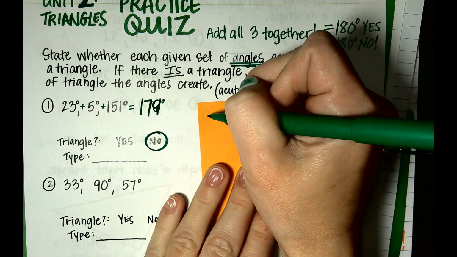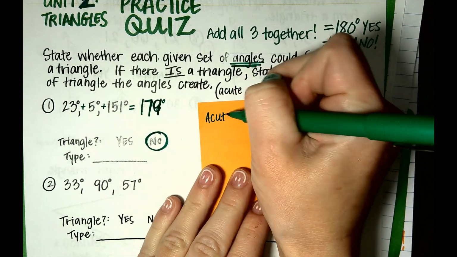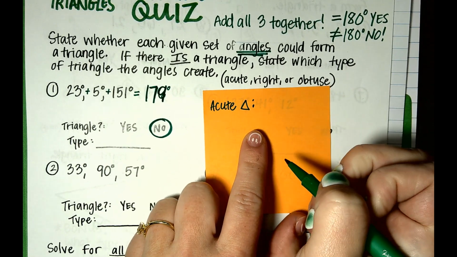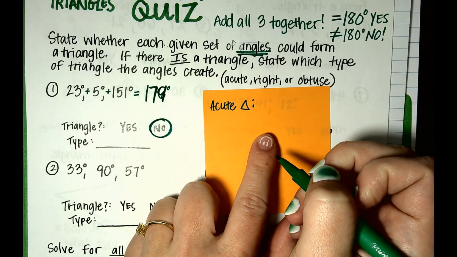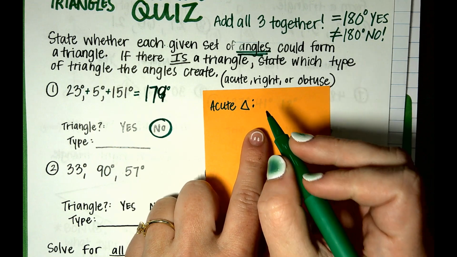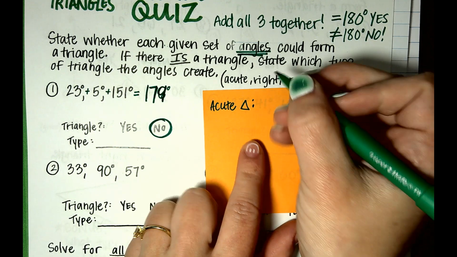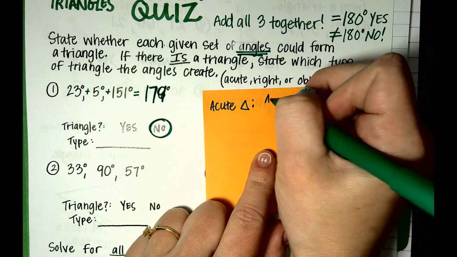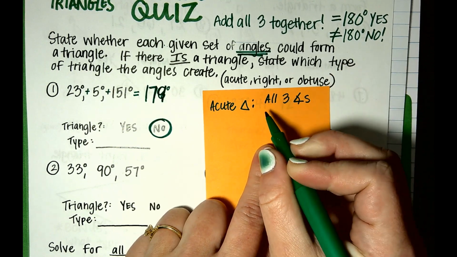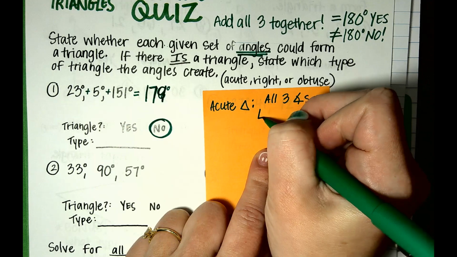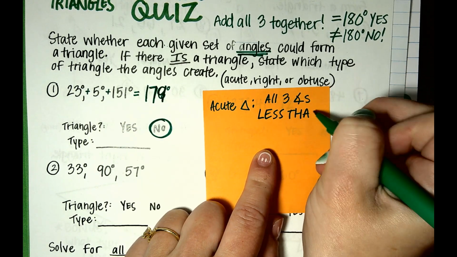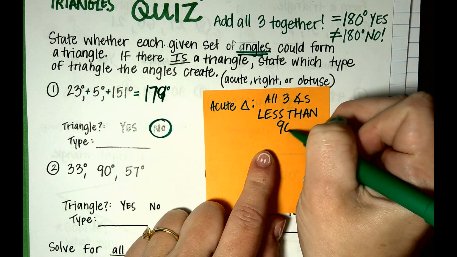So, acute triangle. What makes a triangle acute? A 90-degree angle. Not 90. Less than 90. All 3 angles are less than 90. So all 3 angles less than 90.